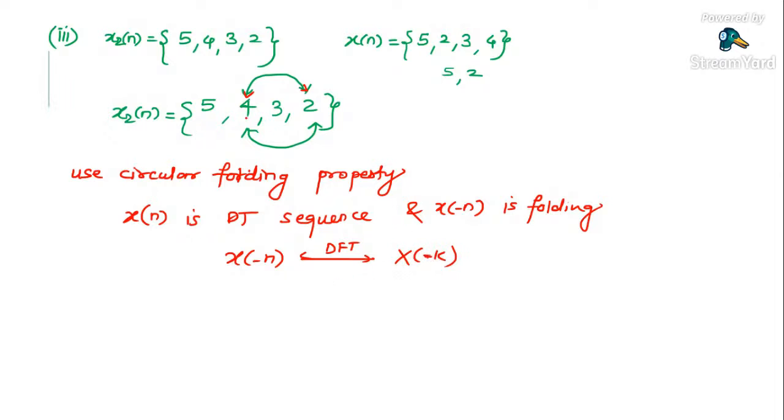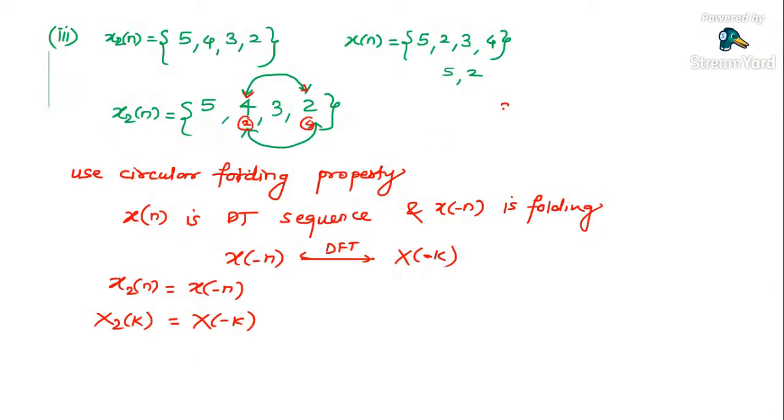What is meant by folding? You have to just interchange the second number with the fourth and the fourth with the second. This is the second location, this is the fourth location, so there is an interchange between the 2nd and 4th location. So now you have x2 of n, you can write the relation. x2 of n is nothing but x of minus n, correct? It is folded. So what is the DFT of this? x2 of k is equal to x of minus k.